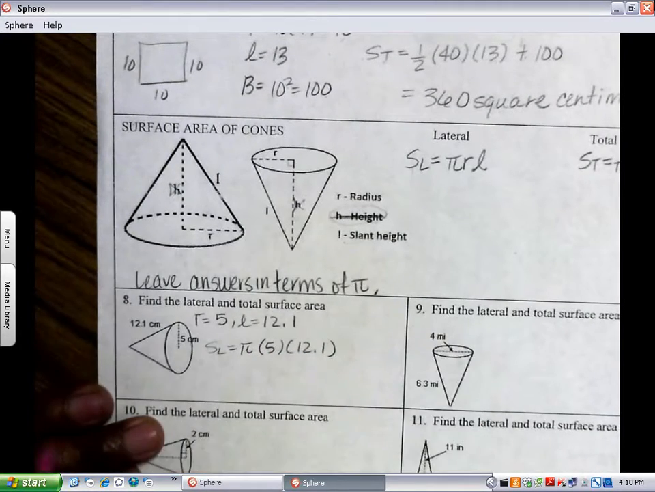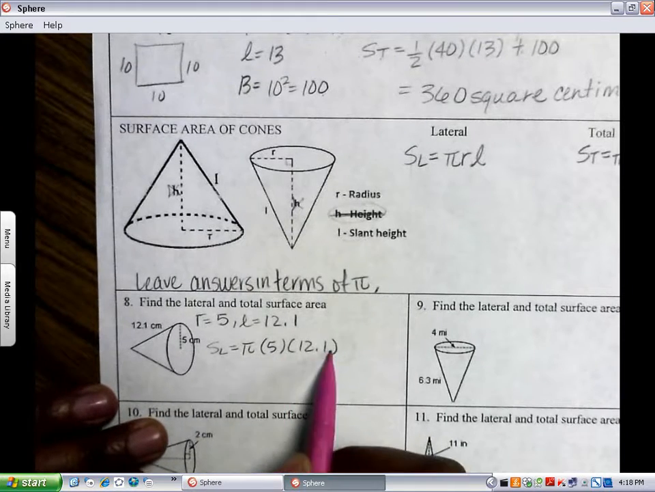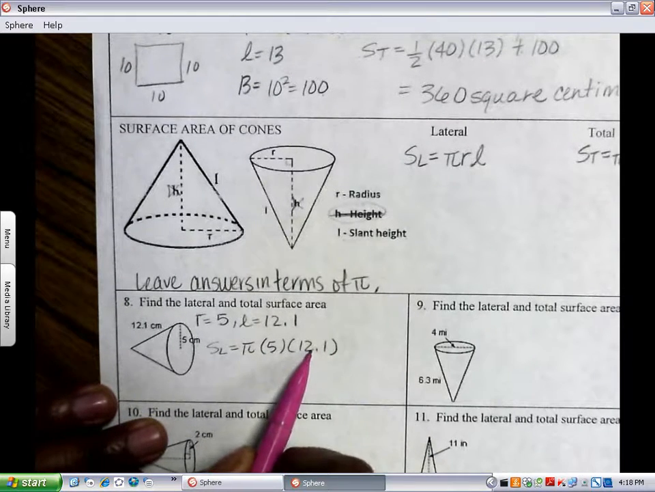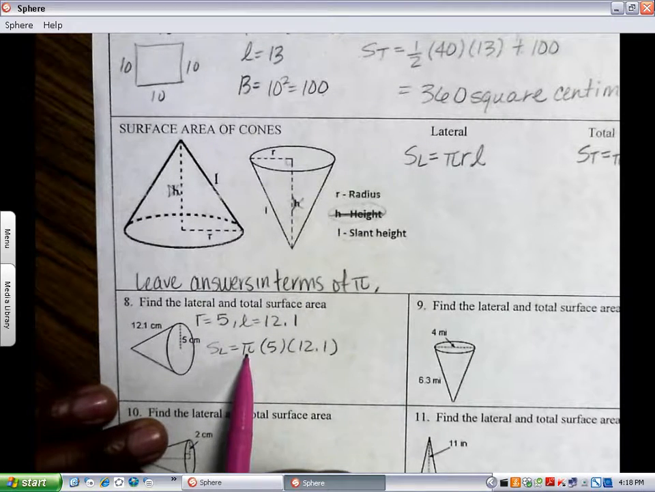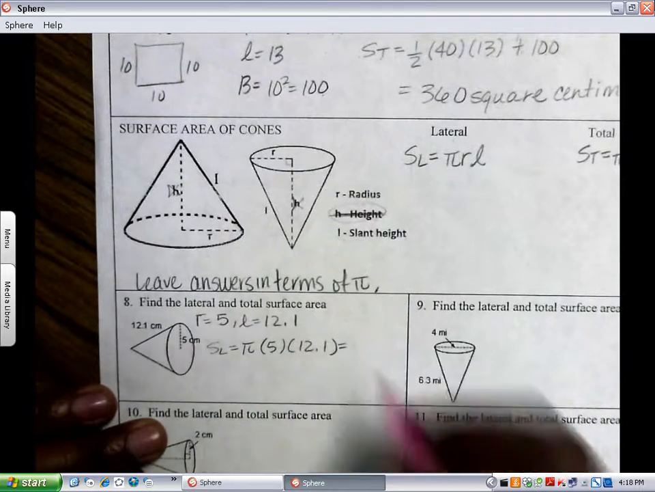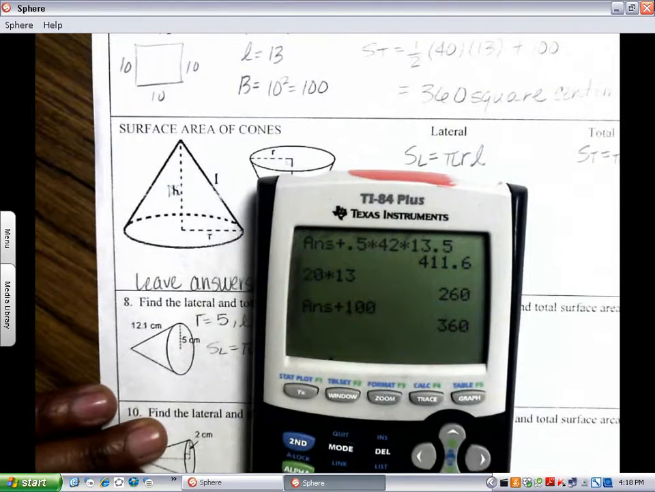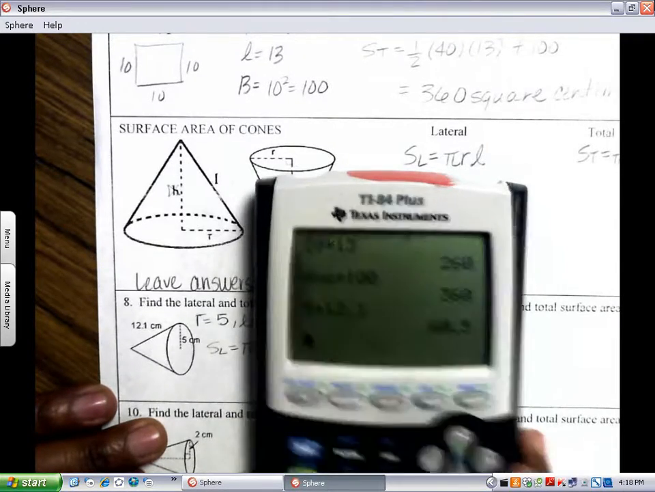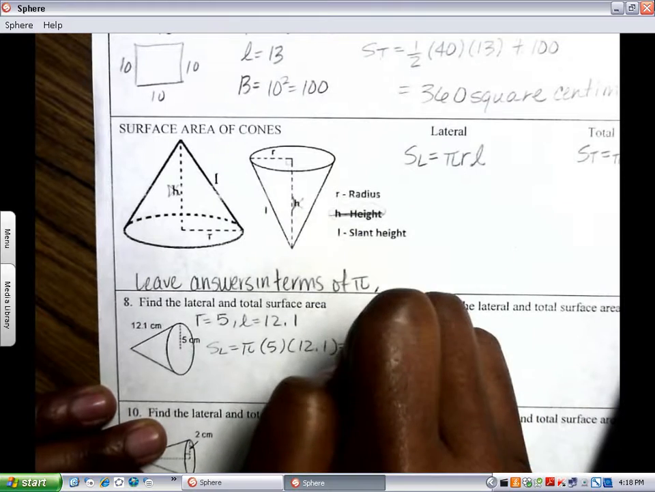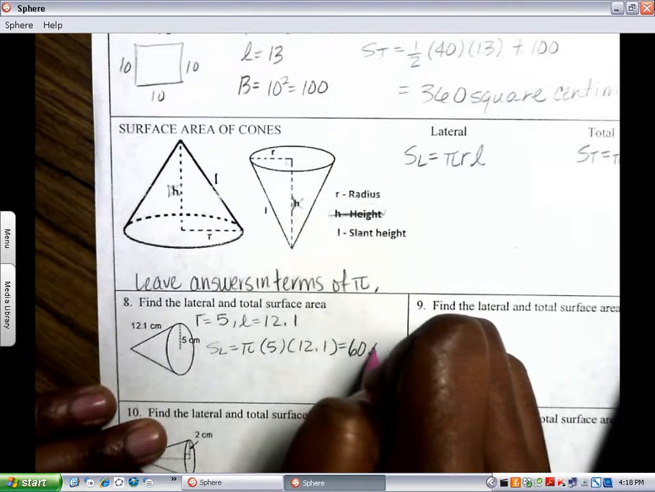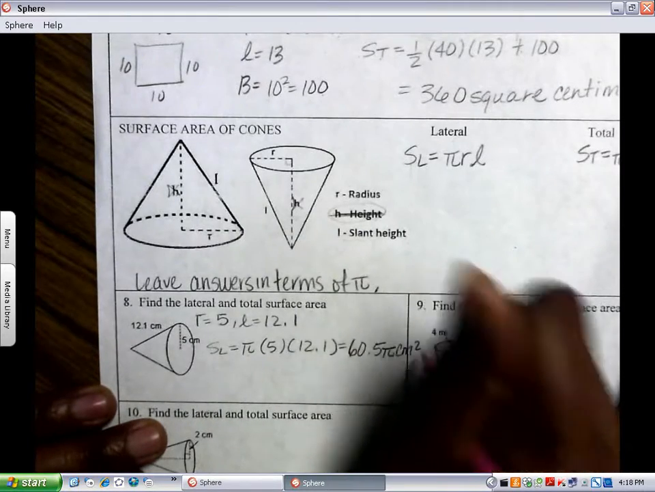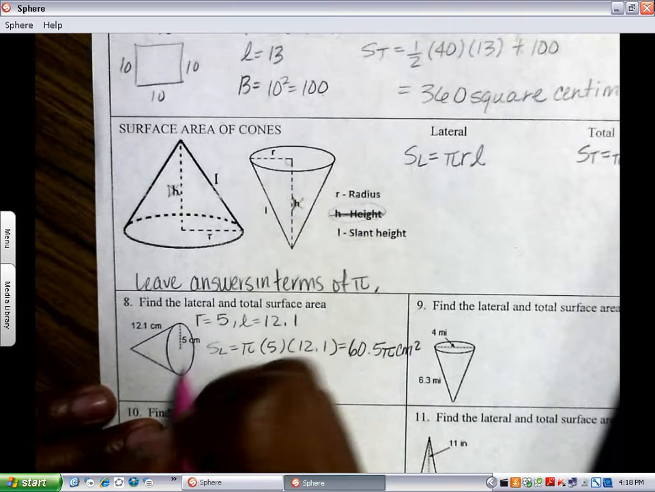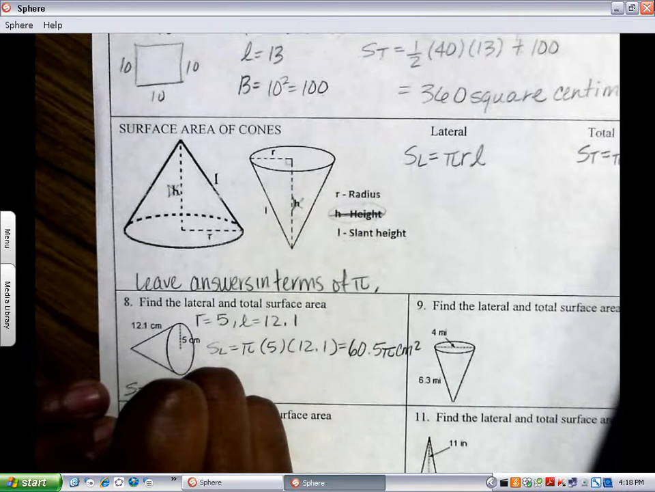Now remember, in your calculator, the only thing you want to calculate is the 5 times 12.1, because we're leaving our answers in terms of pi. So you don't put pi in the calculator. So we get 5 times 12.1 is 60.5. So our answer for this lateral surface area is 60.5 pi centimeters squared. Okay? Now to get the total, I'm going to start over here because it's a little more writing.